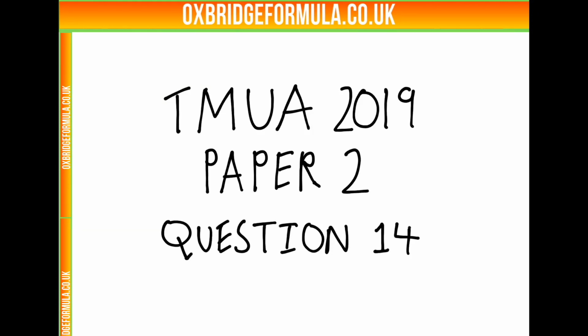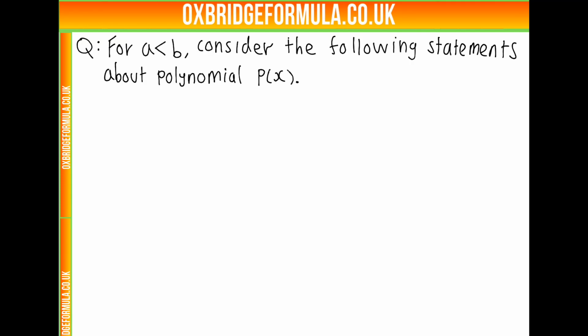This is the solution video for question 14 from paper 2 of the 2019 TMUA or CTMUA exam. In this question we're asked to consider statements about a polynomial p of x for a less than b.